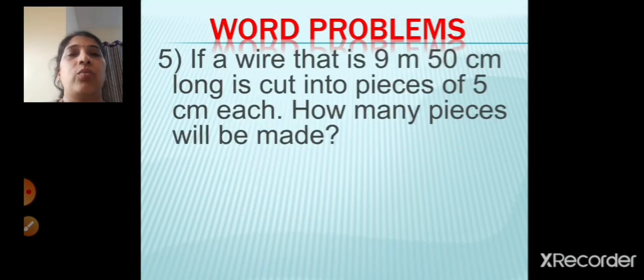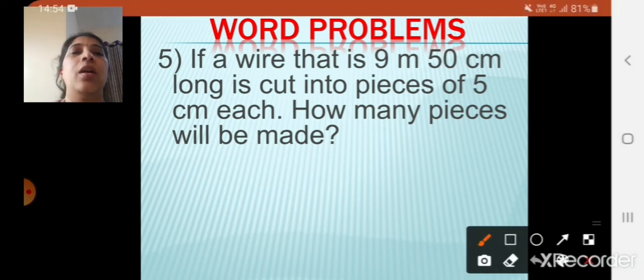Let's move to the fifth one. If a wire that is 9 meter 50 centimeter long is cut into pieces of 5 centimeter each, how many pieces will be made? So what is there in the question? There is a wire which is 9 meter 50 centimeter, right? That is the length of the wire. Now you have to cut it into pieces of how many centimeter? 5 centimeter. So if you cut it into 5 centimeter pieces, then how many pieces will be made?